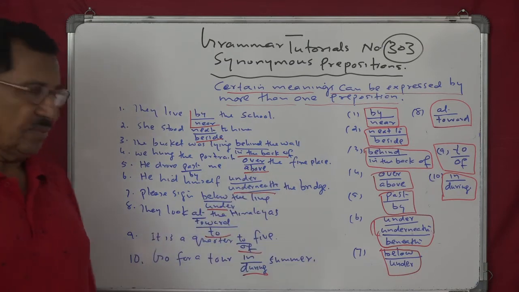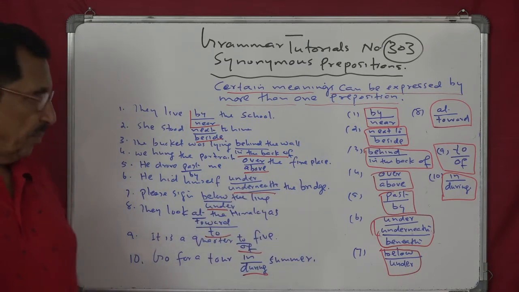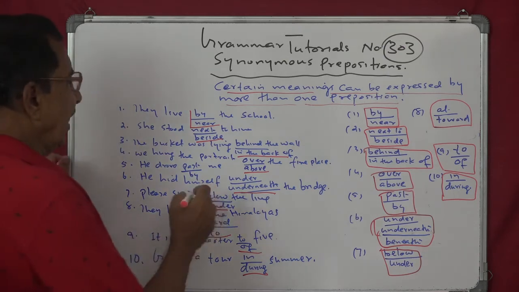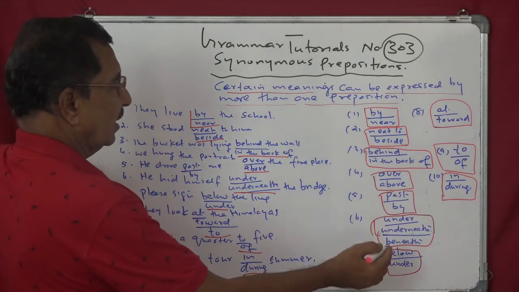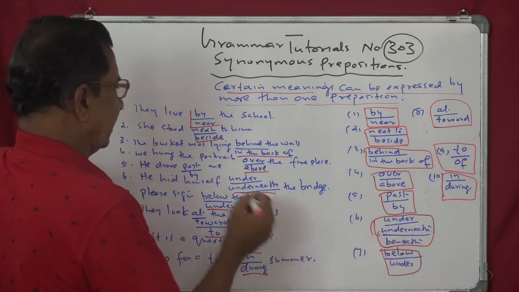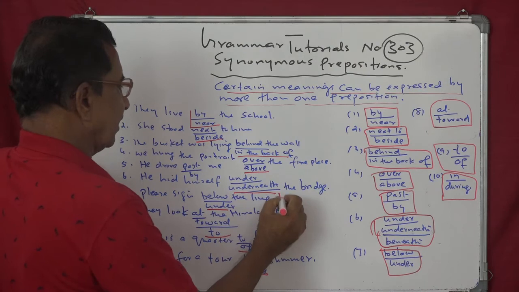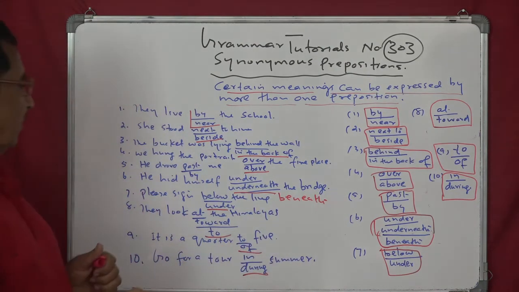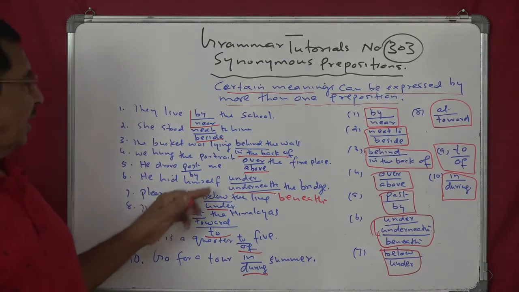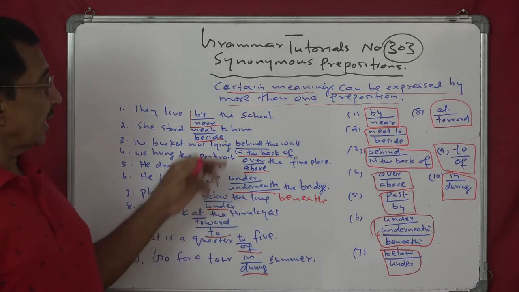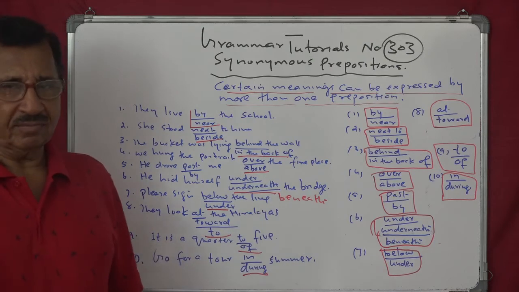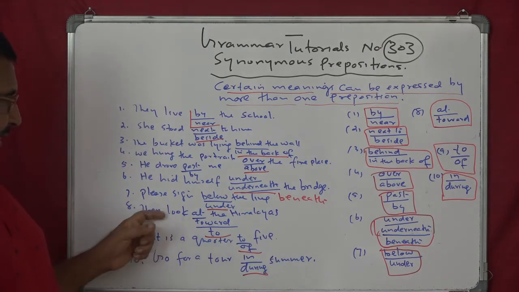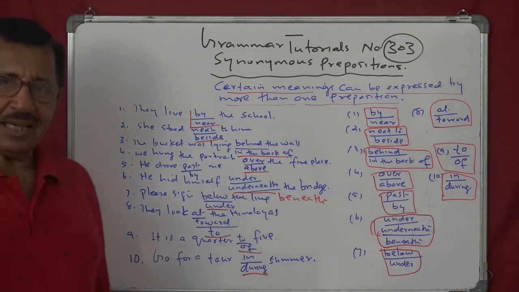underneath the bridge. Both are possible. Or beneath the bridge. One more possibility is there. Beneath. Underneath, and beneath. So here also you can say beneath. So he hid himself under the bridge, underneath the bridge, beneath the bridge. Same meaning. Seventh, please sign below the line, under the line.